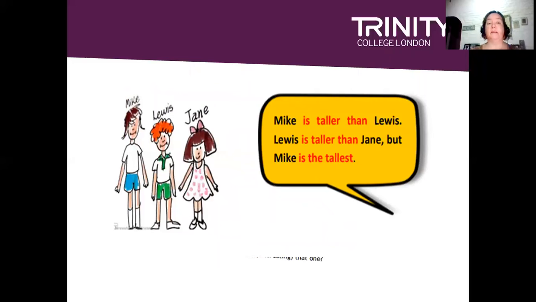And here we've got some kids, and Mike is taller than Louis. Louis is taller than Jane, but Mike is the tallest. So providing examples, highlighting the structure you want them to notice and remember, these are very useful ways of scaffolding.